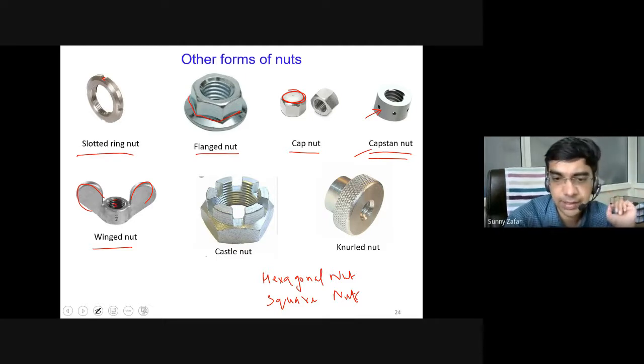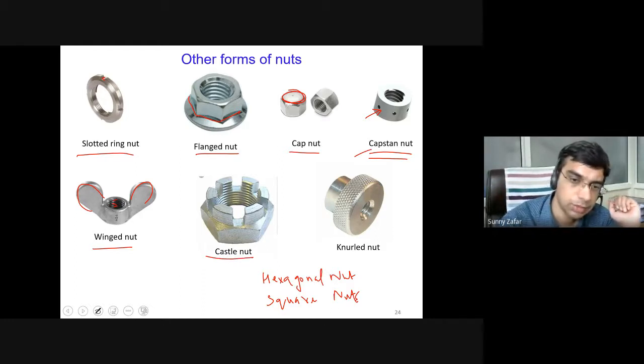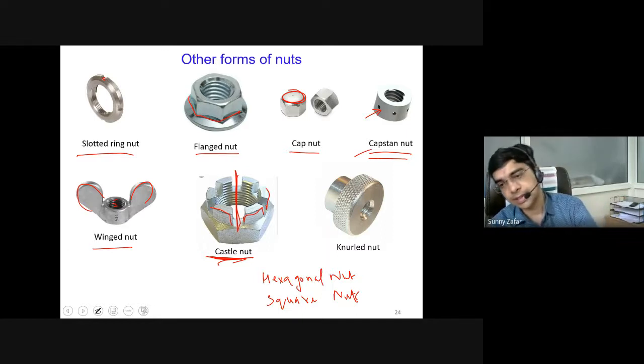Then you have a castle nut. Castle nuts are very useful when we need to lock it up using certain pins. We can insert a pin here in between and lock it up. I'll show some examples in the next few slides. So why is it known as castle? This unique shape on the surface looks like a tower on a castle. That's why the name given is the castle nut.